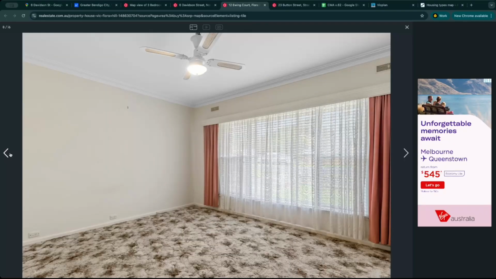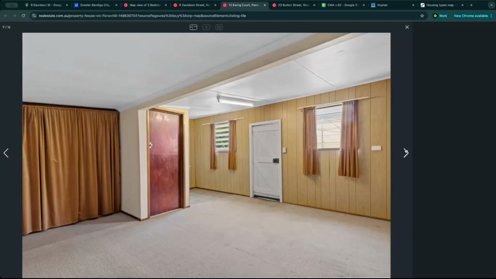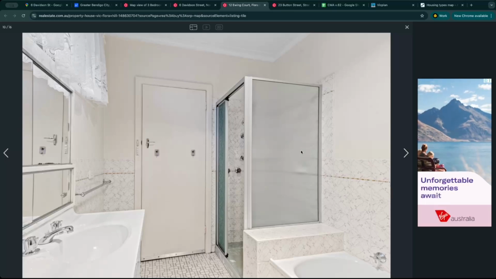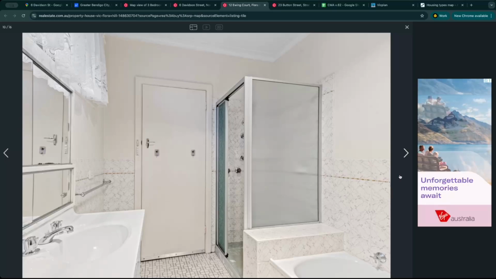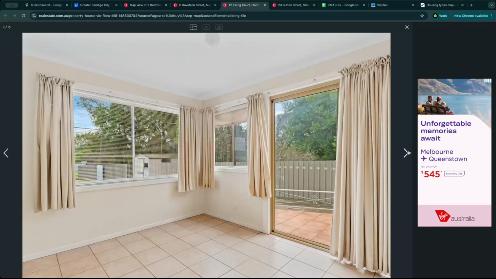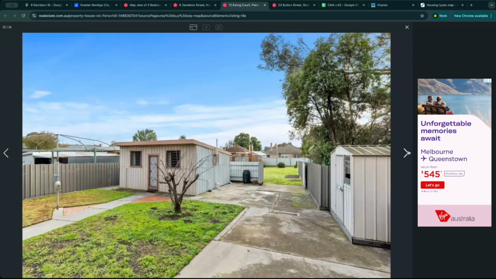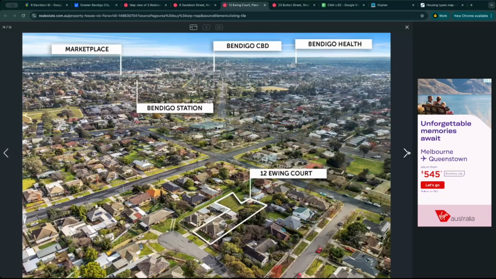So this is the type of property that you could just chuck in maybe 10 grand, 15 grand worth of cosmetic renovations, especially with some new carpets and maybe some new ceiling fans, maybe a fresh coat of paint. Bathroom at some point will need a full renovation, but it's serviceable. And very clearly the backyard is massive.